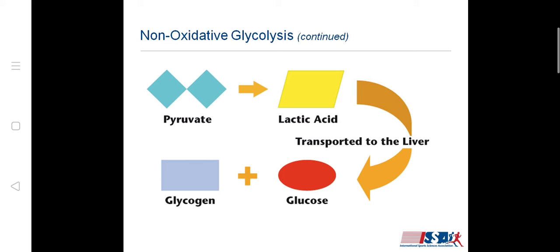In non-oxidative glycolysis, these pyruvate molecules are immediately converted to lactic acid. Lactic acid buildup in the muscles can lead to fatigue. When it is cleared from the muscle, it is taken to the liver, where it is converted back into glucose and glycogen. Non-oxidative glycolysis is reliable for 1 to 2 minutes of all-out effort, such as in a 400-meter sprint.